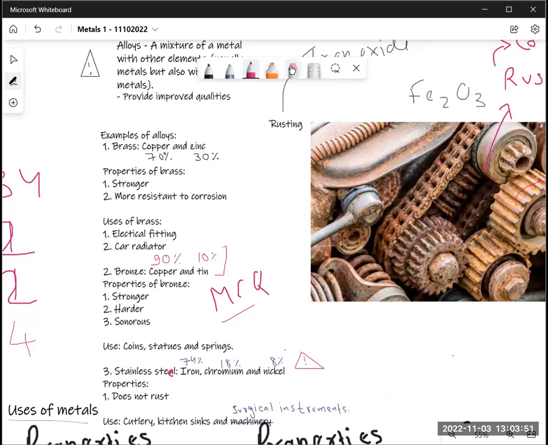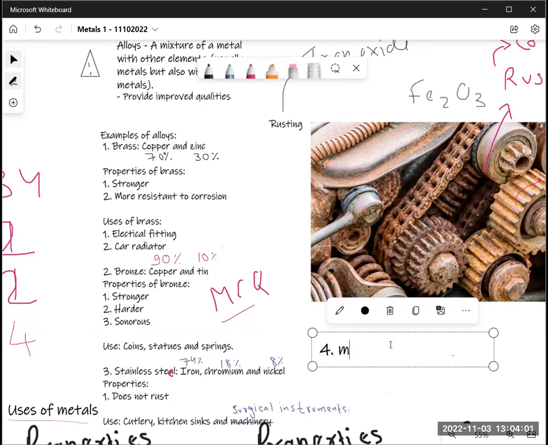Now we have another alloy. Please write it down after this. We have three. There's a fourth one, which I don't think I've given here. The fourth one is called mild steel. This is in another chapter, extraction of iron, but we'll do this here as well. Mild steel is basically iron and carbon.